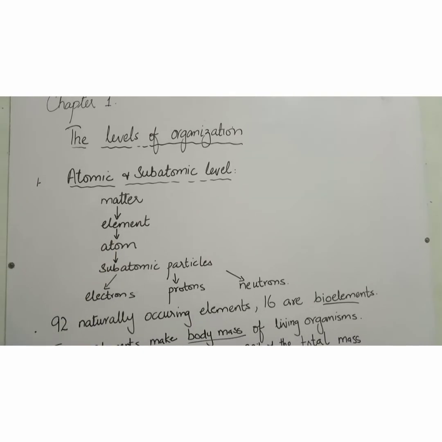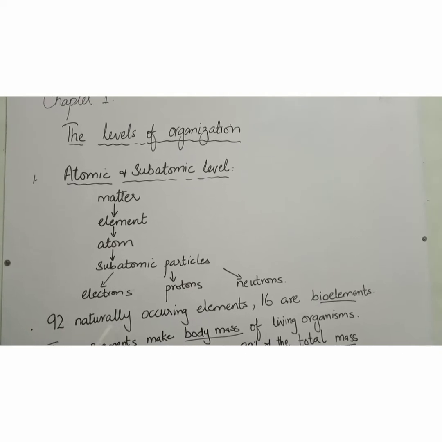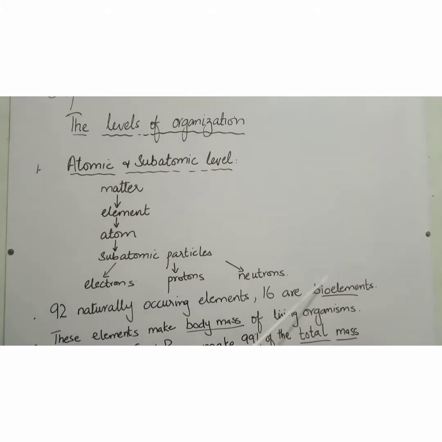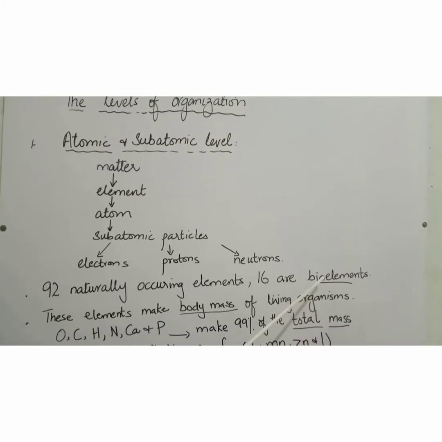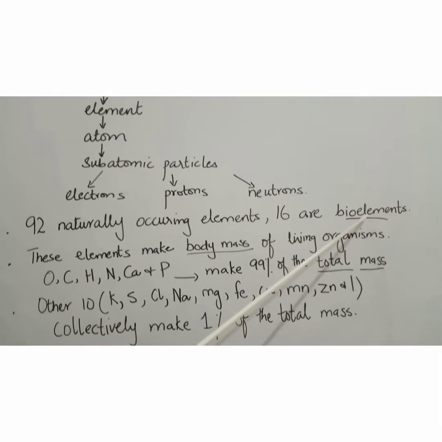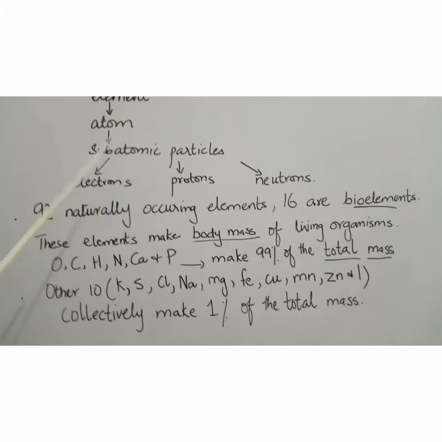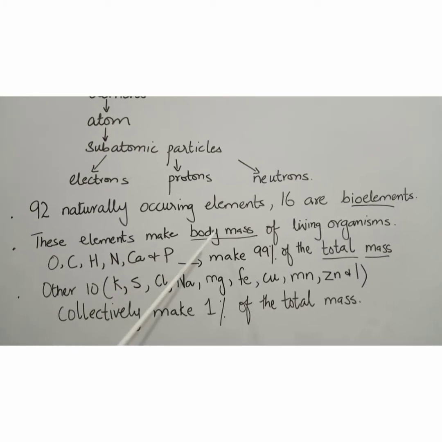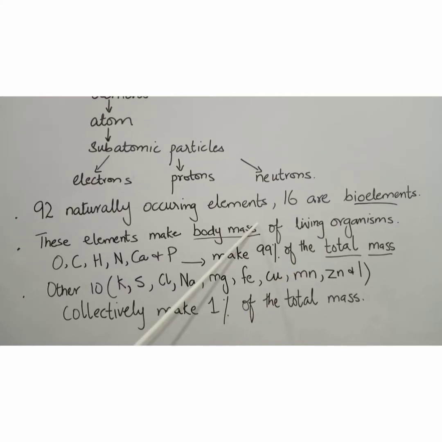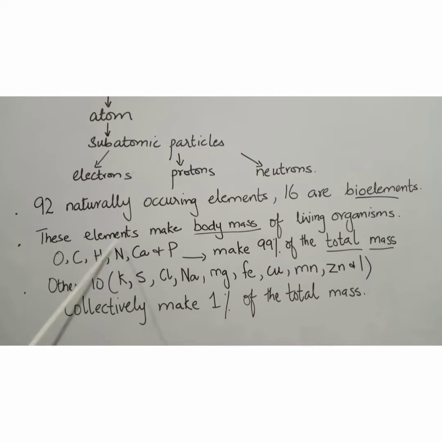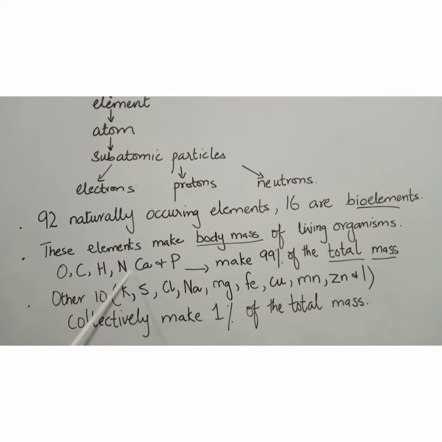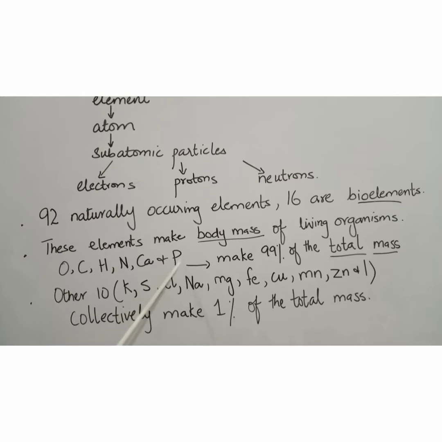Students, out of these 92 naturally occurring elements, 16 are bioelements. What are these bioelements? These are the chemical elements in the human body which are very much essential for growth and survival. These bioelements make up the body mass of living organisms. That is their function. For example, oxygen, carbon, hydrogen, nitrogen, calcium and phosphorus.